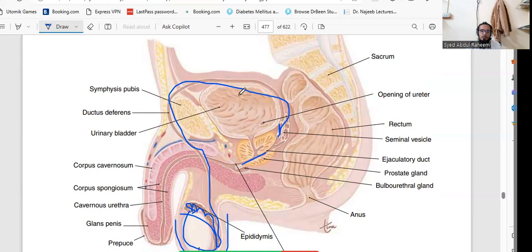This is the urinary bladder. This is the bulbourethral gland. This is the prostate gland. Seminal vesicle. So these are the glands.